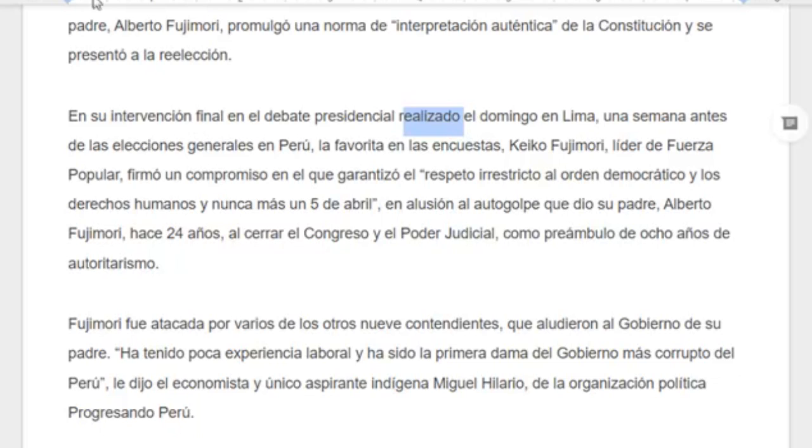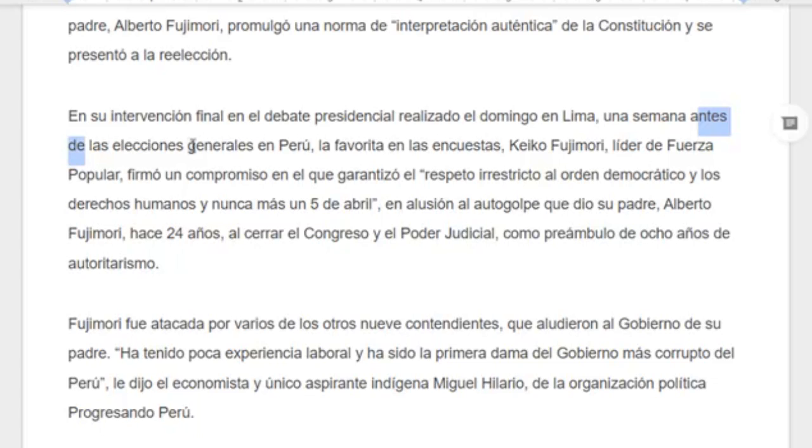In her final intervention in the presidential debate that occurred Sunday in Lima, una semana, 1 week, antes de. Antes de is a very common phrase. I guess that's a prepositional phrase or something like that. I'll cover that in the next video probably. But it means before. Antes de often comes after antes. Before las elecciones generales, the general elections, en Peru.